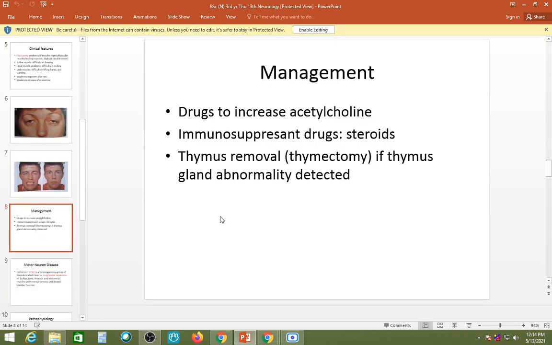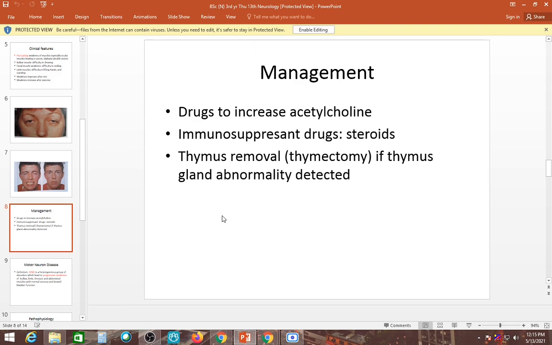What is the management? We know that the problem is the acetylcholine receptors are lost. But we don't have so much technology as to go and put a new acetylcholine receptor in the neuromuscular junction. That is technologically not possible. So what do we do? We give acetylcholine extra into the body, right? So medications which increase acetylcholine are given. So the quantity of acetylcholine is increased in the body and the muscle starts working or contracting properly.